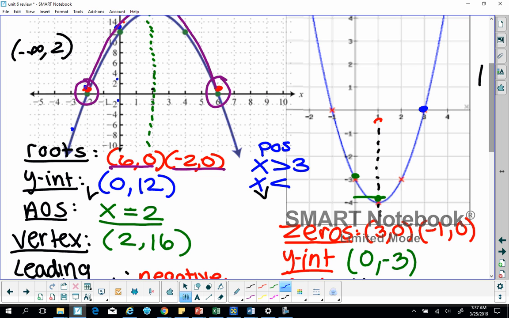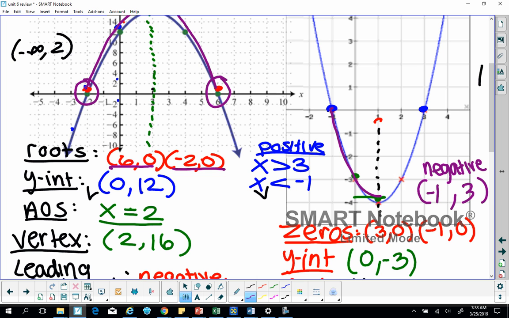I'm just writing an answer right here. And when x is smaller than what number? Negative 1. Does that make sense why it looks like that? Because it's two intervals. If I were to ask when it's negative, between which two numbers is it negative? Negative 1 to 3, right? So from here to here, all those y's are negative. Does that make sense, that interval?